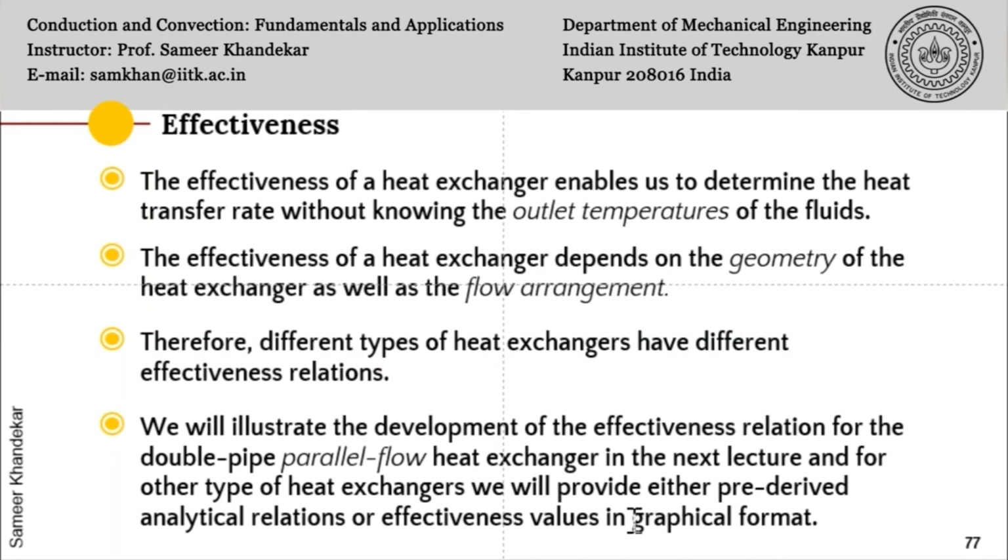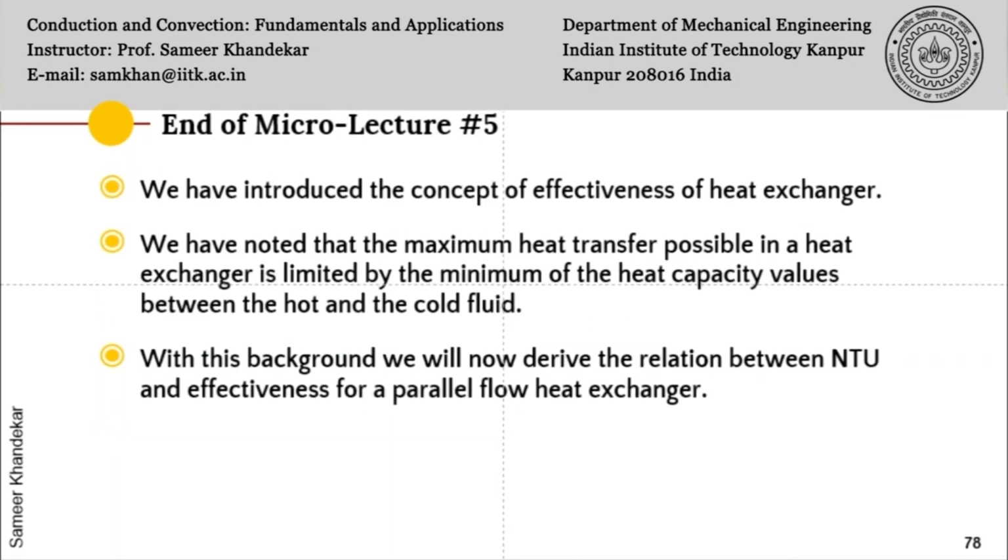So we will see how the effectiveness can be estimated or calculated for different types of heat exchangers. For illustration purposes, we will take up only one type, which is the double pipe parallel flow heat exchanger, and then for other types of heat exchangers, we will just pick up either the analytical expression from a data book or the graphical solution which is available in your textbook.